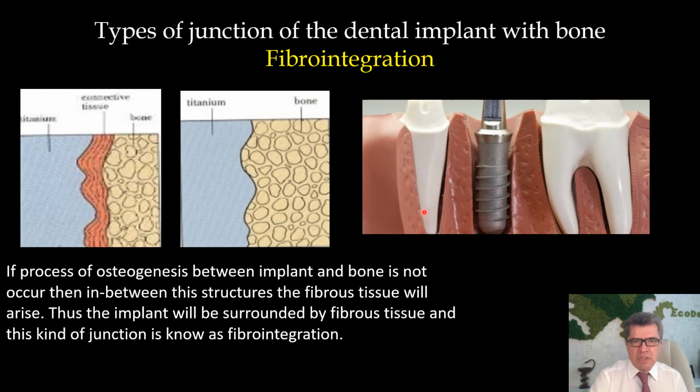Another type of junction is fibrointegration. If the process of osteogenesis between implant and bone does not occur, then fibrous tissue will arise between the structures. Thus, the implant will be surrounded by fibrous tissue, and this kind of junction is known as fibrointegration. If you look, between the bone and the implant, we have connective tissue.